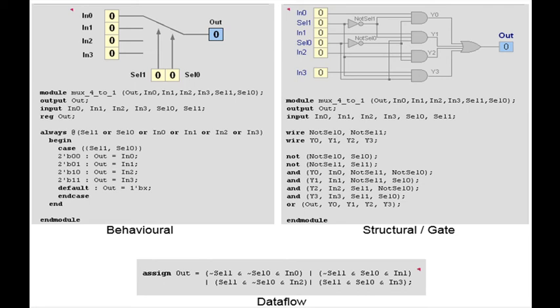In both structural and data flow cases, while writing the code, we must have some idea about its internal, or we can say hardware, perspective. And as it is written in this way, the synthesizer requires less effort to realize the corresponding netlist.